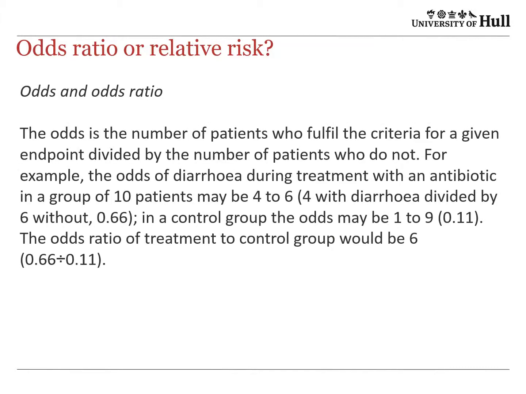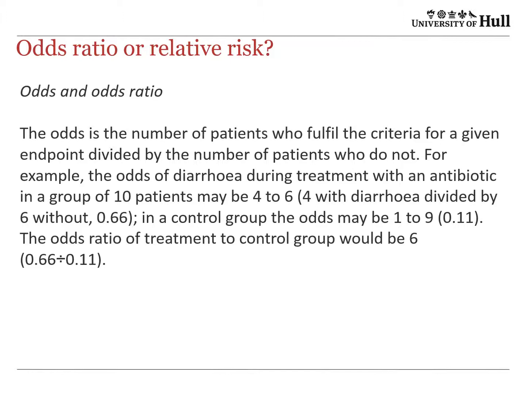First of all, the odds ratio. The odds is the number of patients who fulfill the criteria for a given endpoint divided by the number of patients who don't. So, for example, the odds of diarrhea during treatment with an antibiotic in a group of 10 patients may be 4 to 6. 4 with diarrhea divided by 6 without, which gives you 0.66. In a control group, in other words, people not being treated with antibiotics, the odds may be 1 to 9, 1 with diarrhea to 9 without diarrhea. 1 divided by 9 is 0.11. So the ratio between those two odds, or the odds ratio, which is 0.66 divided by 0.11, is 6.